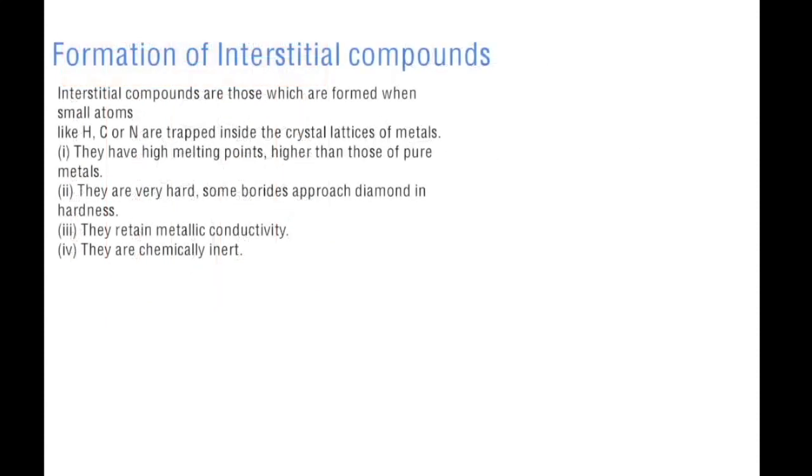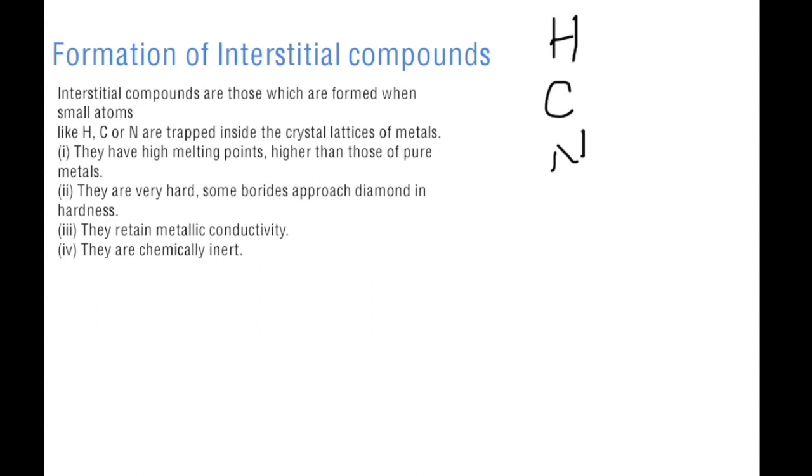Now, the formation of interstitial compounds. What are interstitial compounds? If small atoms like hydrogen, carbon or nitrogen are trapped inside the crystal lattice of the metal, they form interstitial compounds. Due to their formation, such compounds become non-stoichiometric.